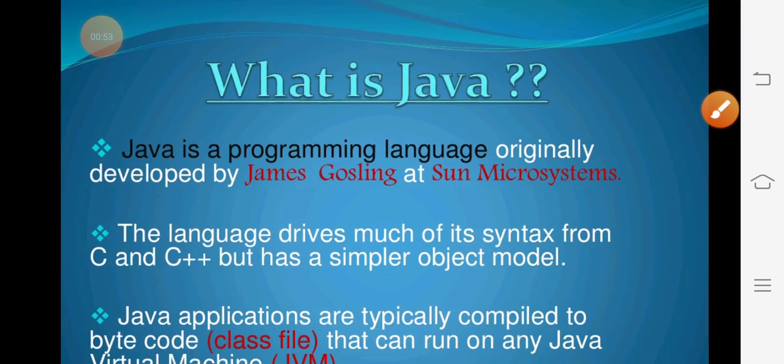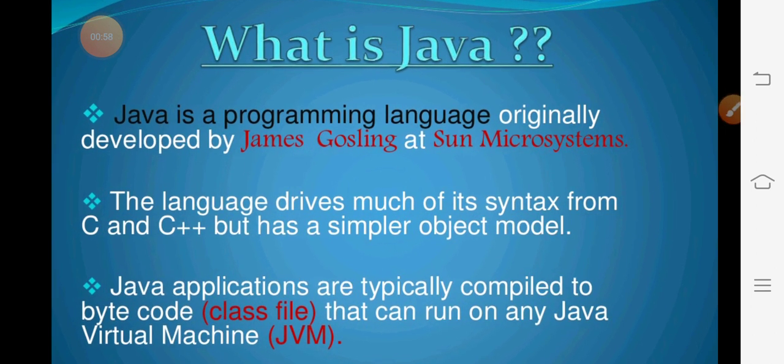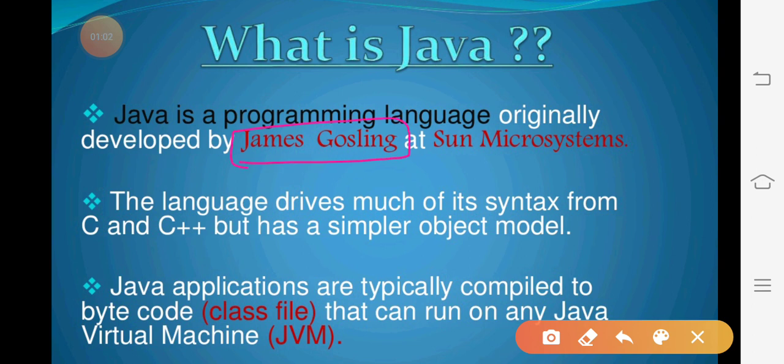Moving on to the very first topic, what is Java? It is a programming language originally developed by James Gosling at Sun Microsystems. In which year? In 1995. Initially, actually, it was released in 1991, but there was some drawback of that language. So later on, some advanced versions were released and it was named Java.